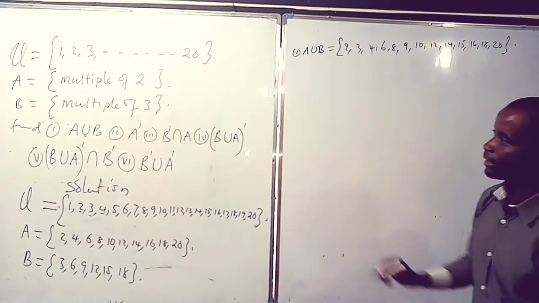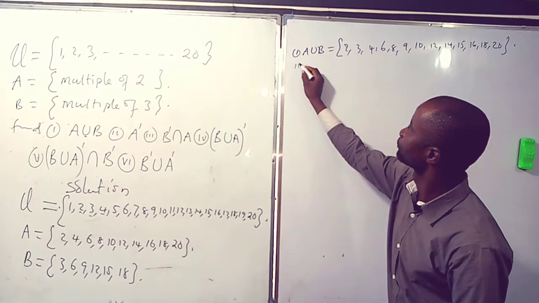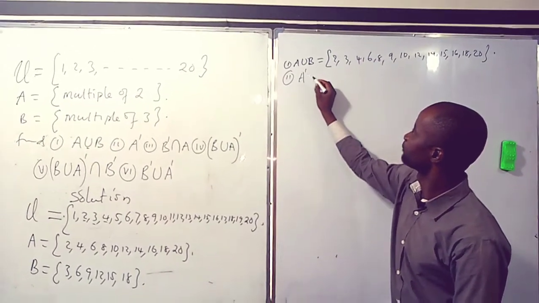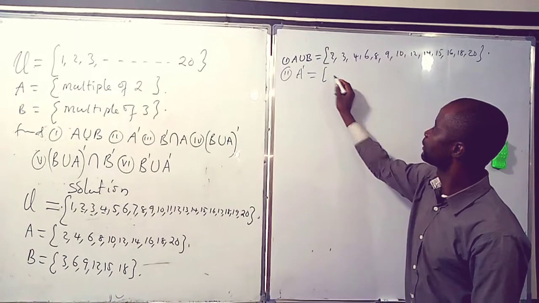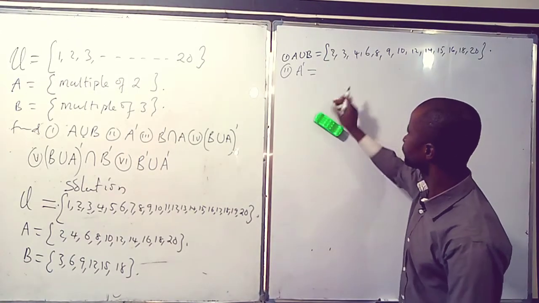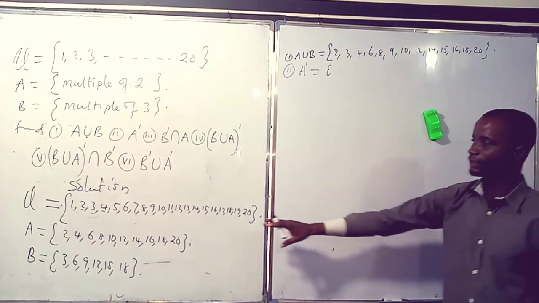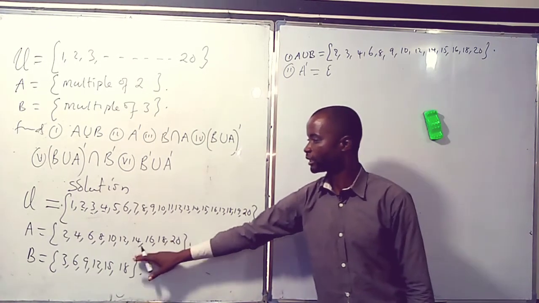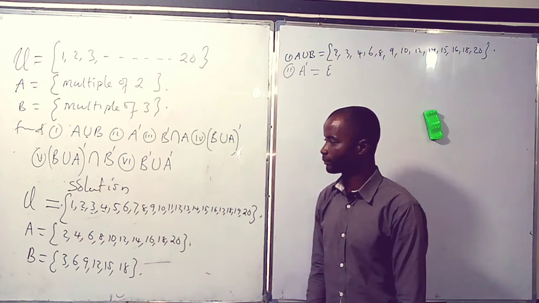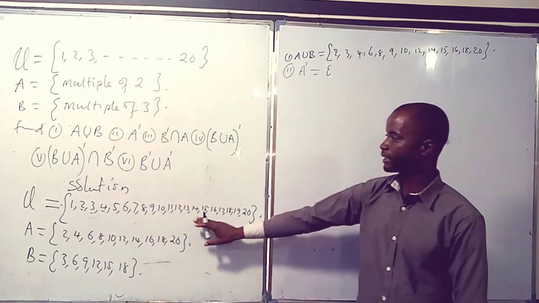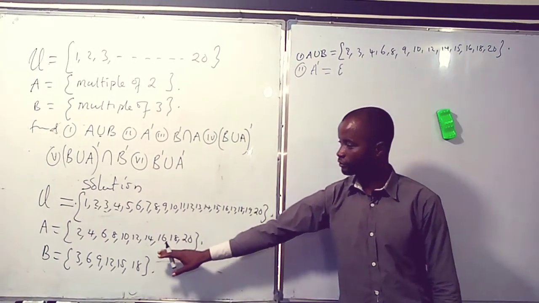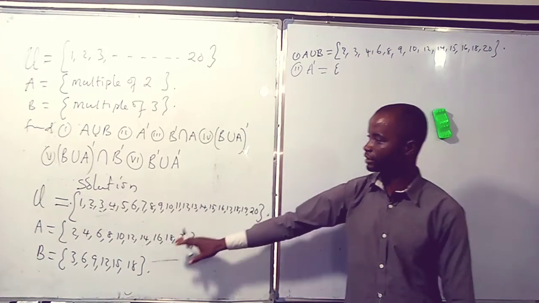And then the second one, A prime. What is A prime? A prime simply means the list of all the elements that are present in the universal set but not in A. That's what we call A prime. Now, what are the elements present in the universal set but not in the subset?